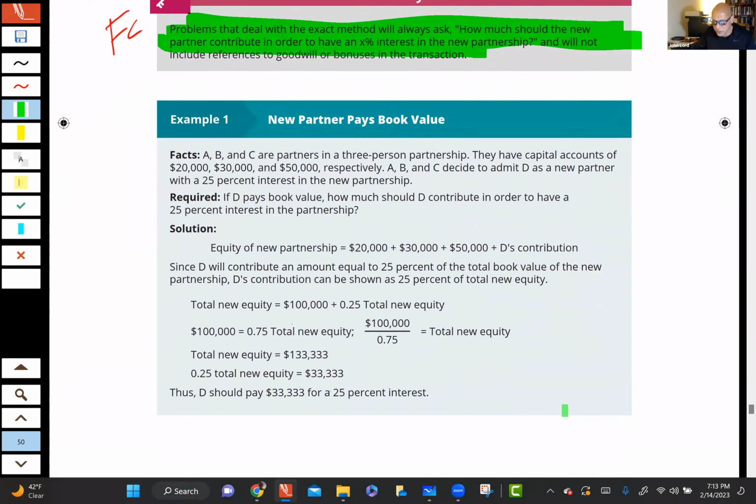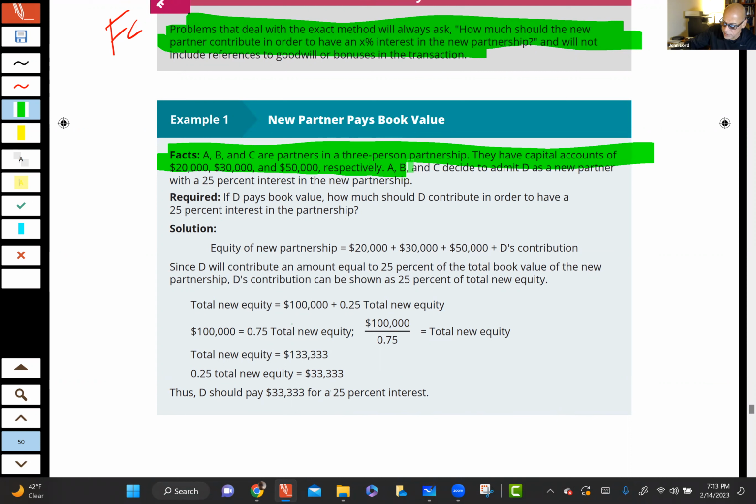And really, guys, when I look at these, I'm like, okay, this is sounding like my introductory algebra class here. They tell me that we have A, B, C are partners in a 3-person partnership. They have capital accounts of 20, 30, and 50 respectively. A, B, and C decide to admit D as new partner with a 25% interest. So partner A is 20, partner B has 30, partner C 50, and we want to know what does D have to contribute to get the 25% interest? And we know that this is the exact method.